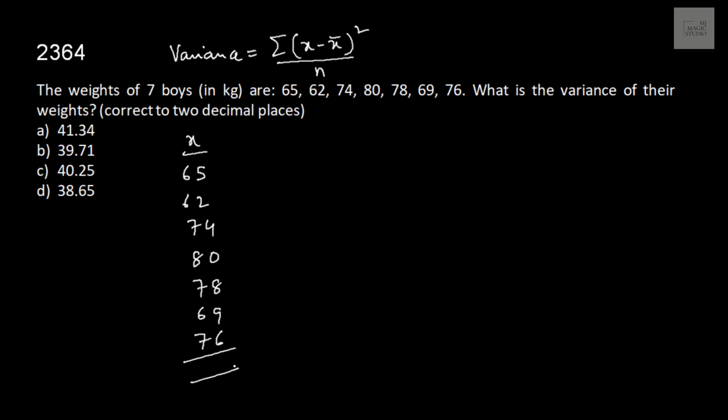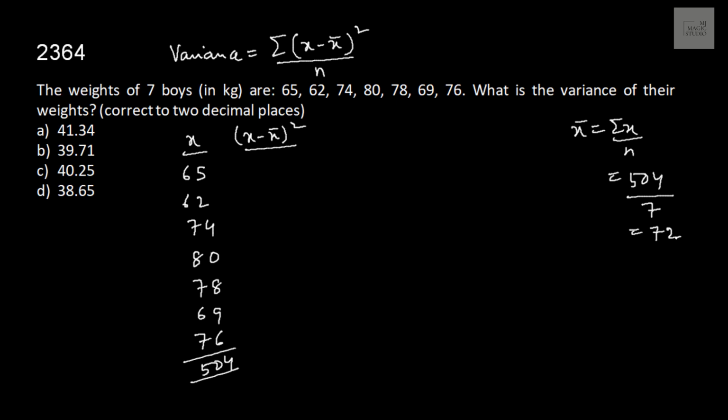First we need to add them up. That will come to 504. We need to find the mean first, x bar. X bar is summation x by n. That is 504 by 7. That will be 72. Next, x minus x bar whole square.